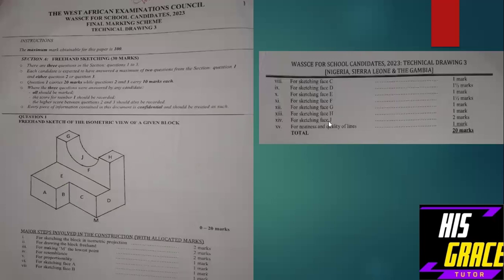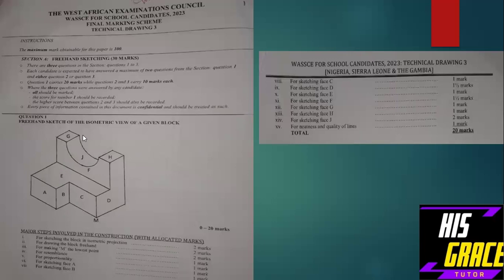And for sketching phase J, we have 2 marks because this semicircle or this curve, for you to bring it out, you need to take your time to make it and to sketch it and to make it neat. Okay. Then we have that for neatness and quality of lines, 1 mark is awarded to that. Ensure that your work is neat and then use the right line. So the total mark for freehand sketch is 20 marks for this orthographic.